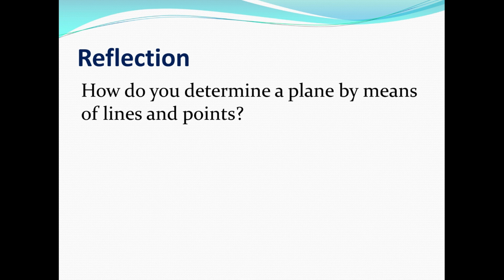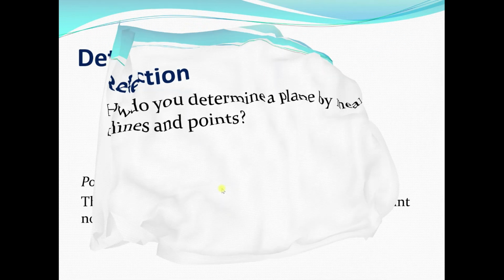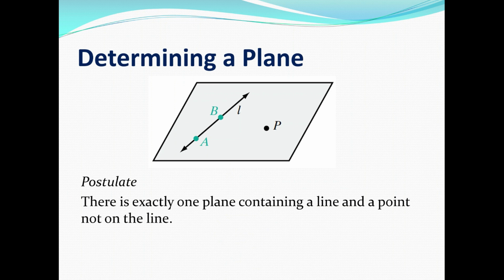Okay, so one way to do this is as follows. Let's say you have a line and a point not on the line. According to the postulate, there is exactly one plane containing a line and a point not on that line. So that is a way to determine a plane. How else can we determine a plane?